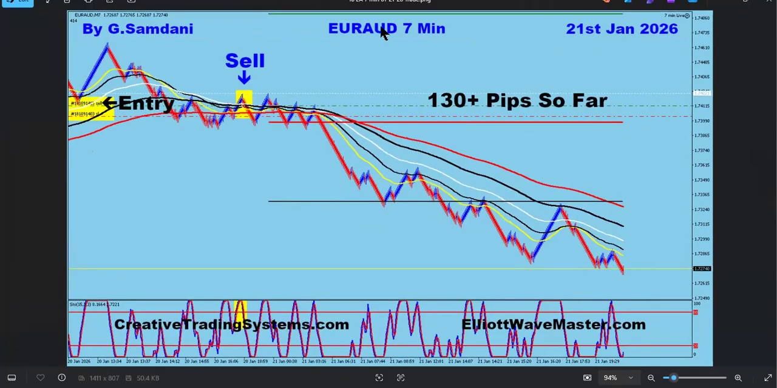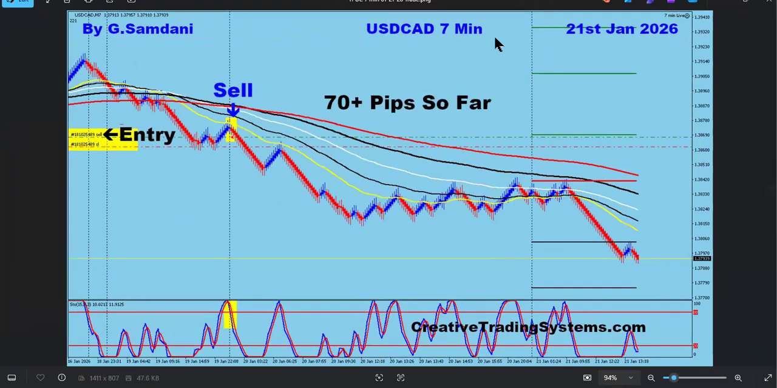That's how it is. And then euro Aussie, just like pound Aussie, Aussie started to get strong, and then pound Aussie went down. Euro Aussie also went down 130 pip on the 21st, today. And the last but not the least is USD CAD from the 7-minute chart, 70 pip.